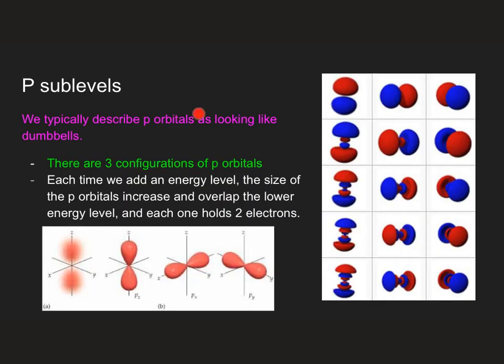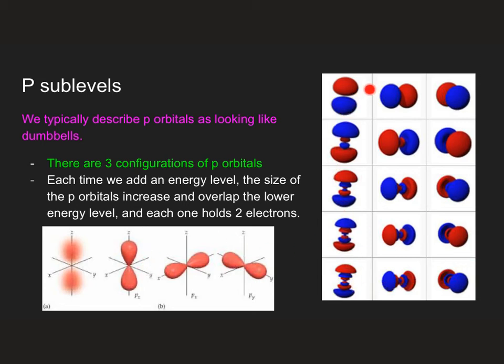Next, we have our p sublevel. Like I said, looks a bit like a dumbbell, and it's easiest to remember each one of the axes is the way that you can get 3 different configurations of it. So if you think about an X, a Y, a Z, that's a 3-dimensional space and everything. That's how you would get these orbitals. Each one can hold 2 for a max of 6.